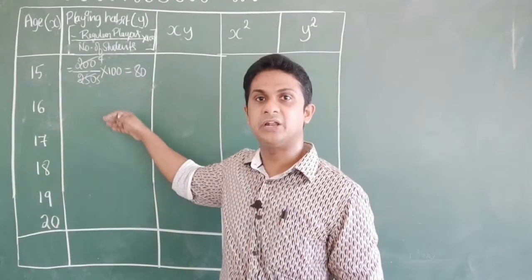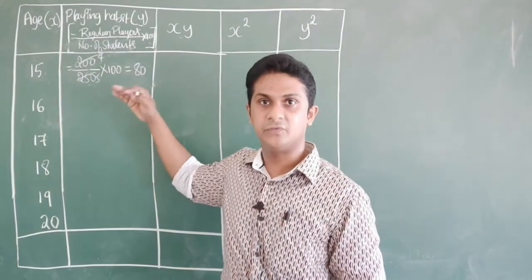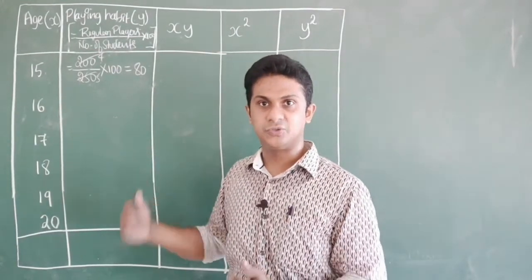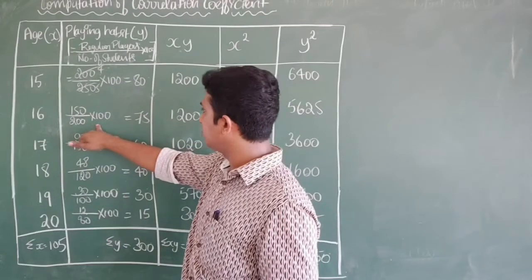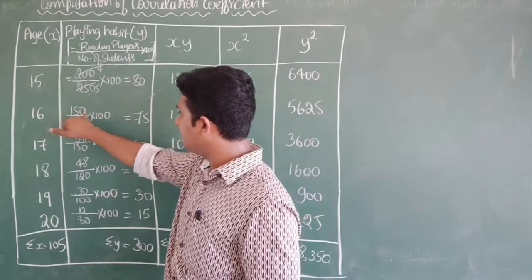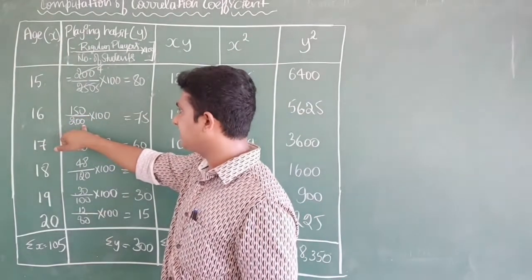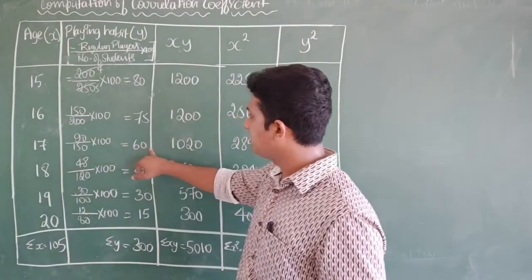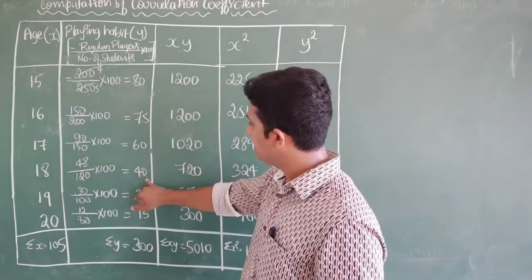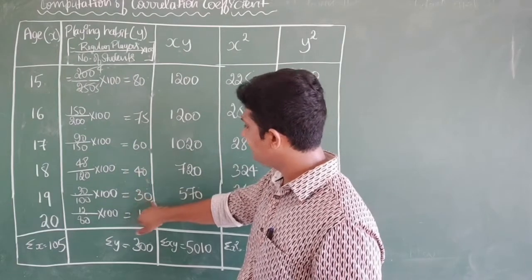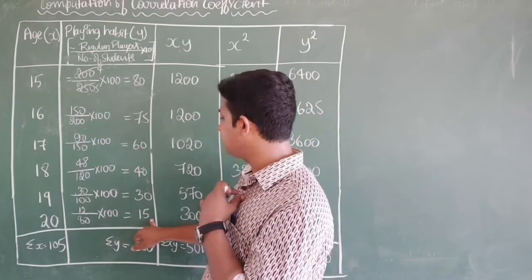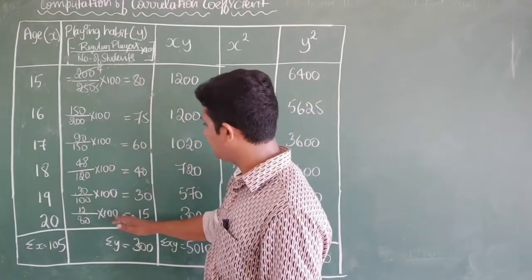Similarly, you need to calculate the playing habit value for different age groups. So let us do that. For the second age group, regular players are 150. Number of students in that category is 200, into 100. That will be 75. Similarly, for the third age group it is 60. Fourth age group is 40%. And fifth age group 30%, and age group of 20 it is 15%. So this is how we need to calculate.